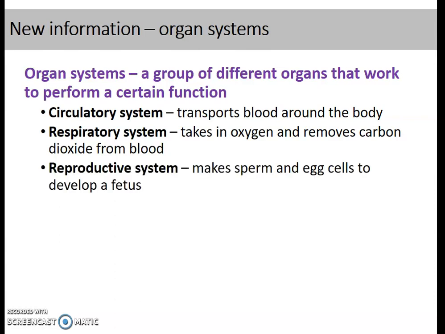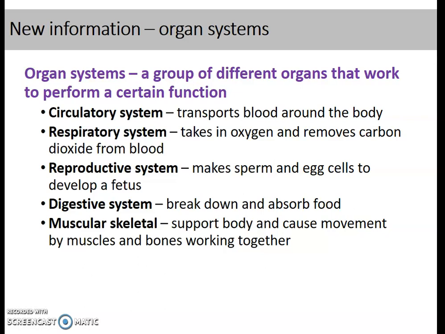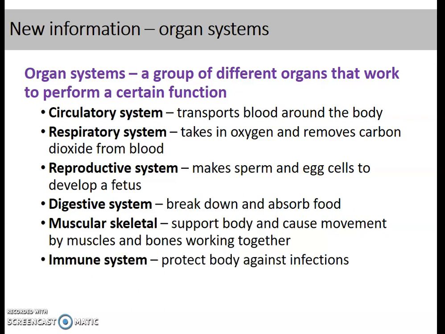Reproductive system, so this is the one that will develop into a fetus. So you've got the sperm in males and you've got the egg in females. The digestive system, that breaks down and absorbs the food, which is very important. Musculoskeletal, so that supports the body and causes movement by the muscles and bones working together. So all of these different types of systems can be affected by different types of disorders or diseases, some of which you might know. The immune system protects the body against infections.